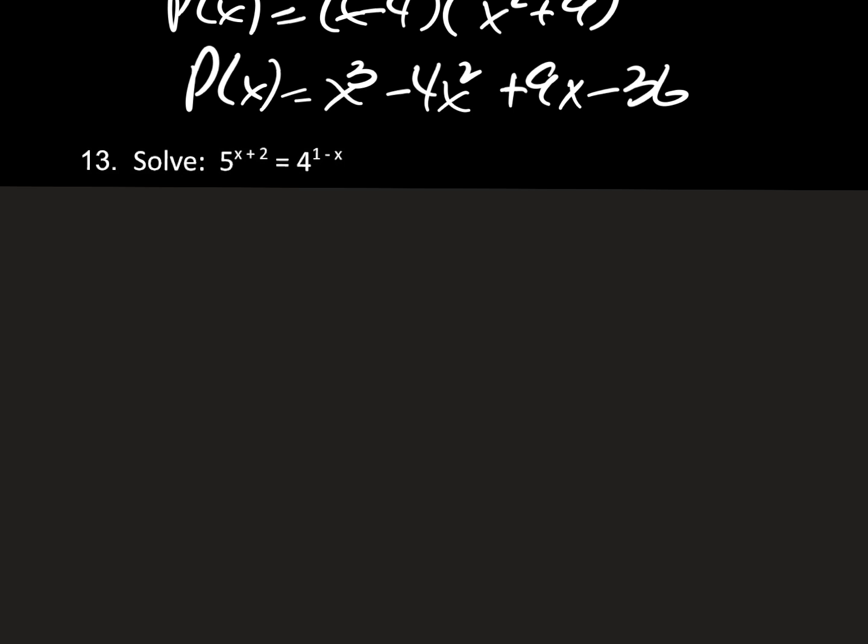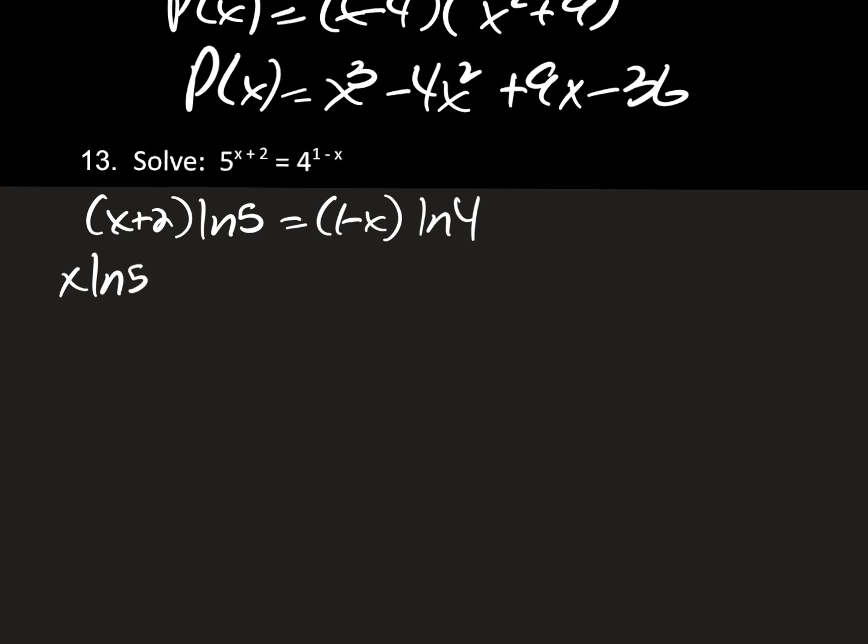Just saying. So remember, you've got to take the log of both sides. We're looking for an exponent, so I'm going to do natural log. Exponents go in the front. You need to put those exponents in parentheses so that you can distribute them. So I'm going to say that's x times natural log 5 plus 2 times natural log 5. Over here, 1 times natural log 4 minus x times natural log 4.